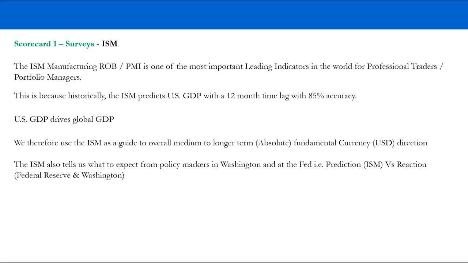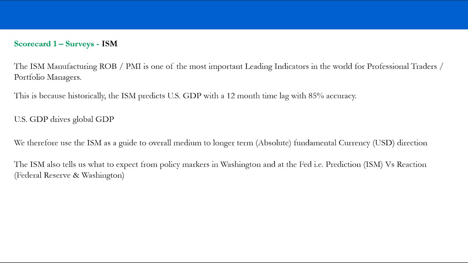But the ISM also tells us what to expect from policymakers in Washington and at the Fed, so at the government level and at the Fed. The ISM is basically one of the main predictors of the coincident indicators and how the Fed and government will react with policy. So it's very, very important to our analysis.